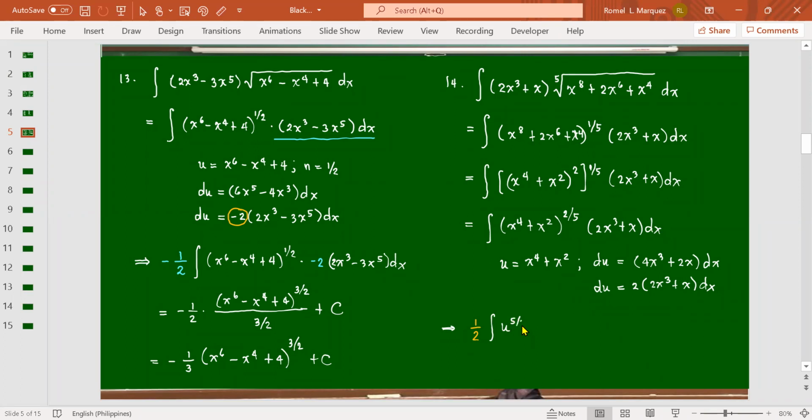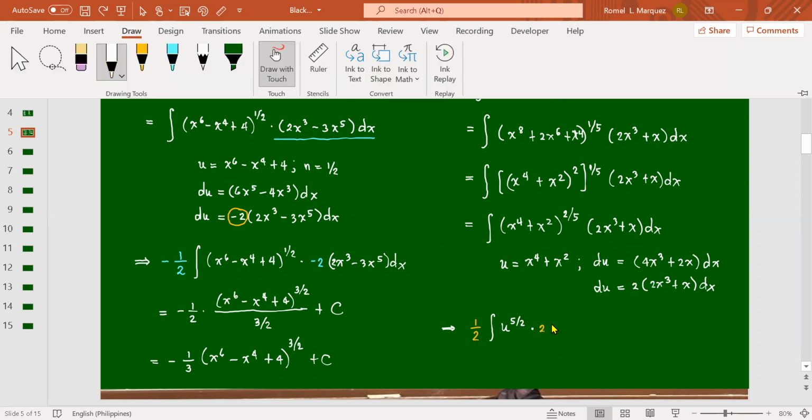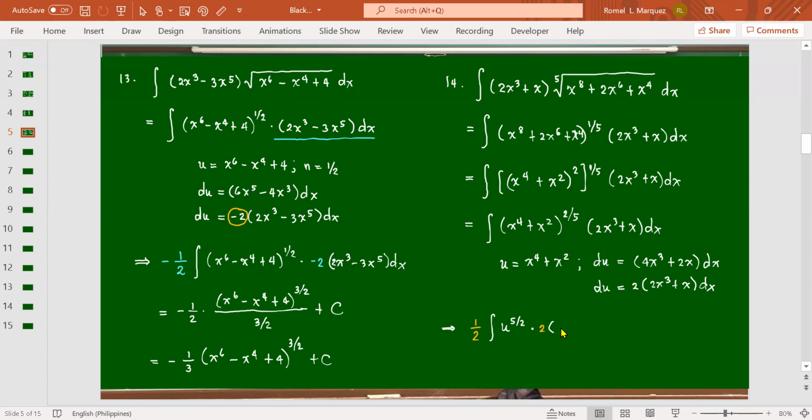Okay. 5 halves. Then times what? Ano i-introduce natin? Hindi, maglalagay pa tayo ng 2 bago yan. Ayaw ko lang isulat na mahaba. Ito, u to the n du. U to the n du. Du na yan, di ba?